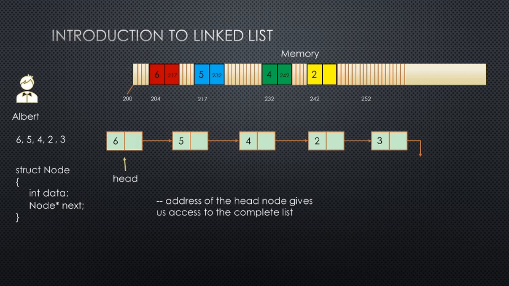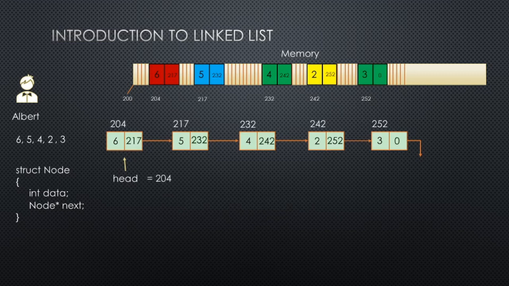Let's show how these nodes are in memory. So I've written the addresses of each node, and I've also filled in the address of each node. Let's say 3 gets the address 252, and this is how it will be in memory and how it will be logically.